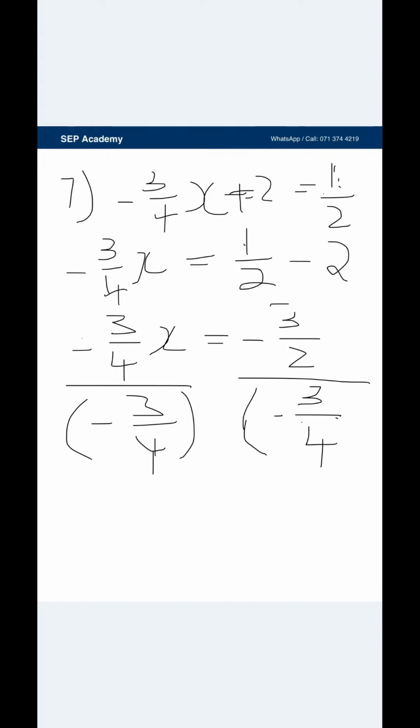Negative, that over that, just so that this will cancel completely with that, and then you have your x, which will be equals to... you can now try to punch that on your calculator, where you say negative 3 over 2 divided by, in the brackets, negative 3 over 4, and that is equals to 2. So that's how you would work it out.